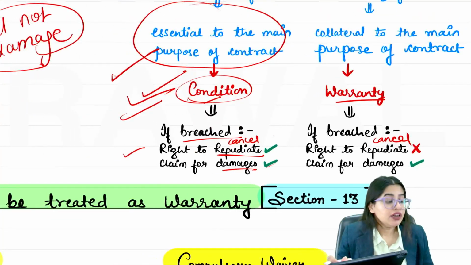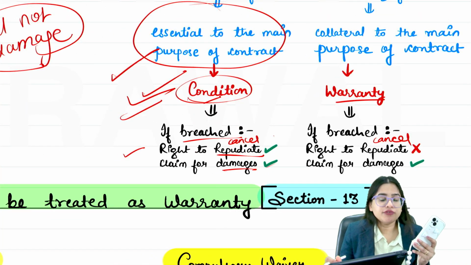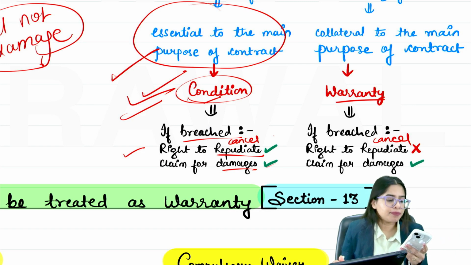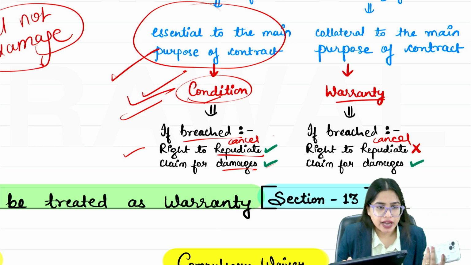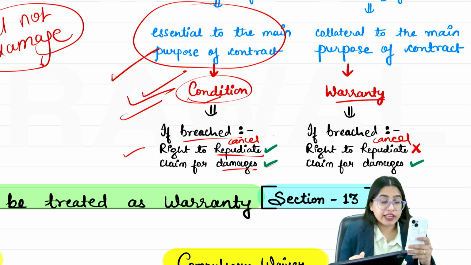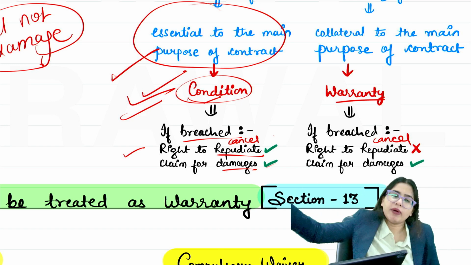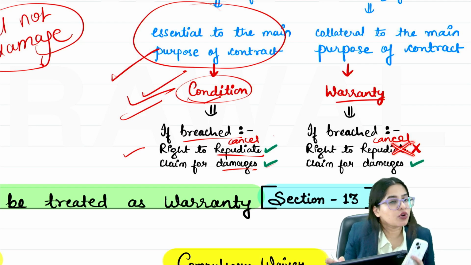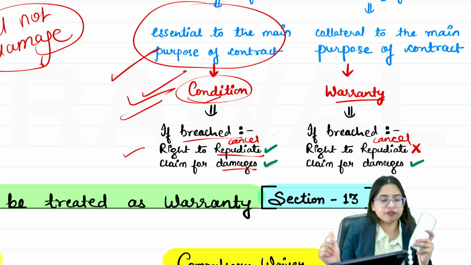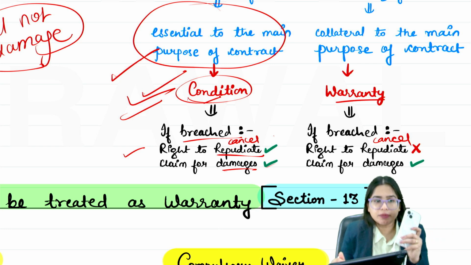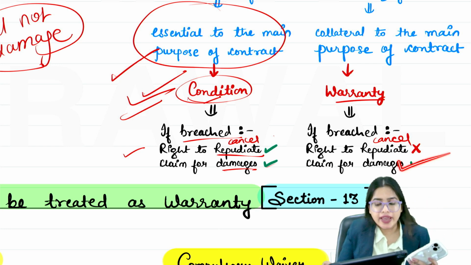For example, this phone, I got a warranty of 1 year. So if something happens, or if some app stops working in 6 months or within 1 year, then I cannot cancel the contract. I cannot say, no, you keep your phone back and return my money. No, you cannot cancel the contract, but I can get it repaired for free, or they will replace it. If it is non-repairable, they will replace it for me, so I can claim damages.